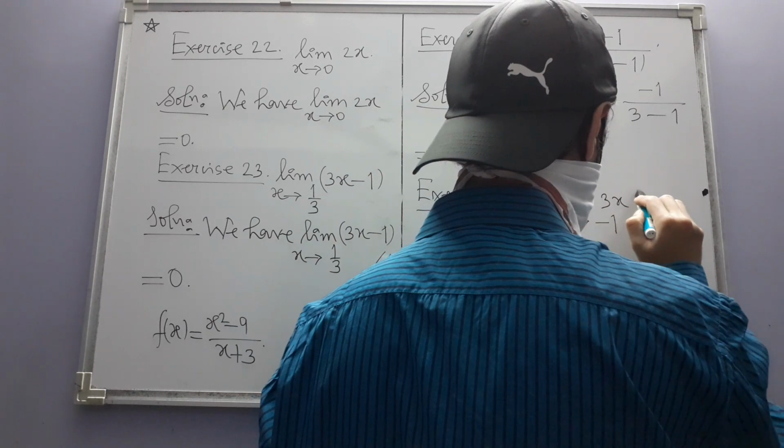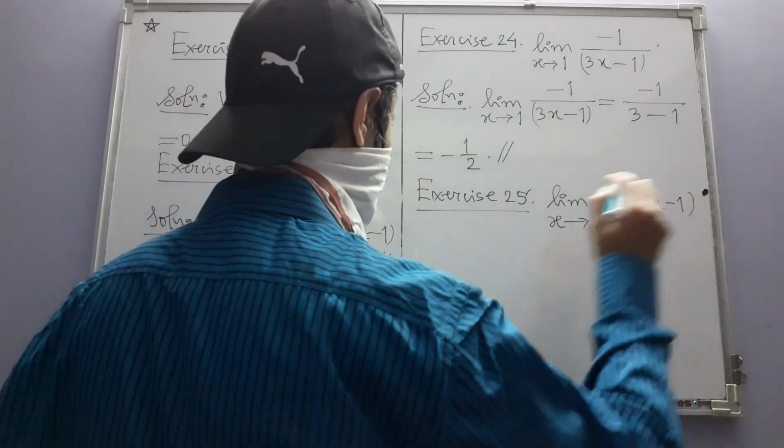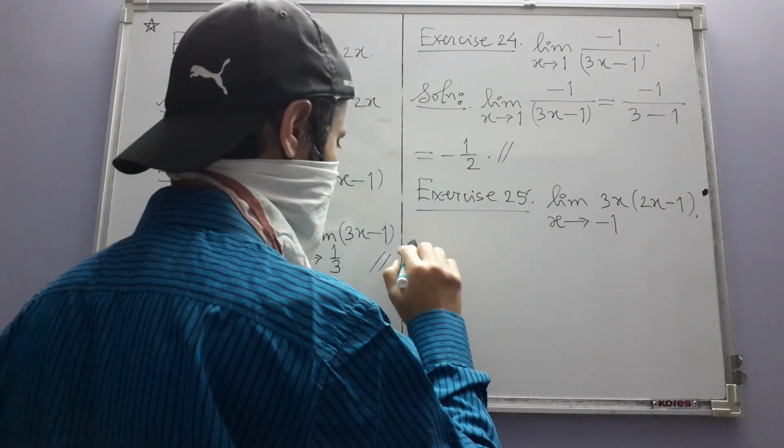Three x times 2x minus 1 as x is approaching minus 1.